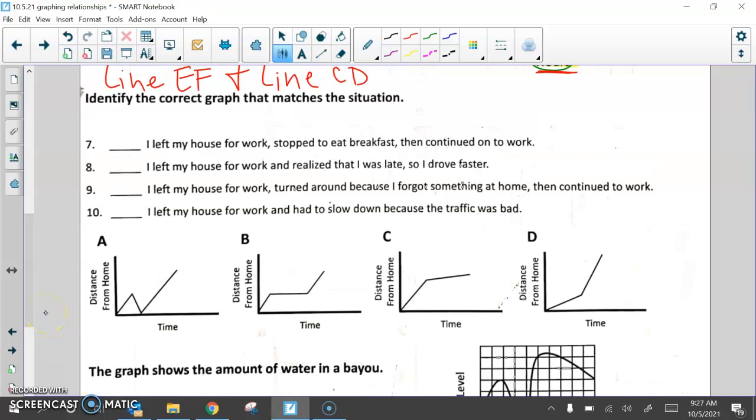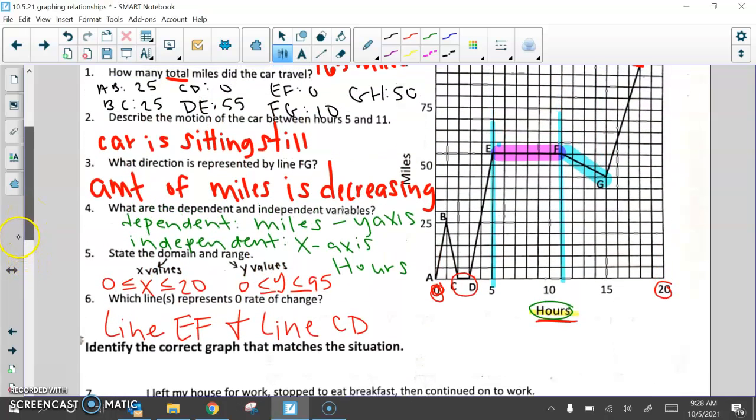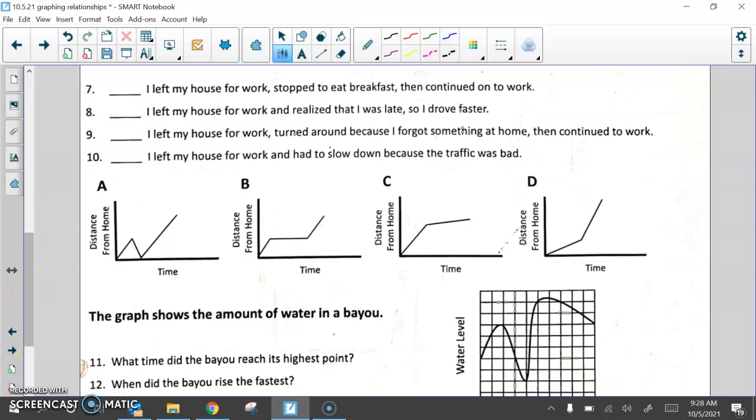Next, it says identify the correct graph that matches the situation. So number 7, I left my house for work, stopped to eat breakfast, then continued on to work. So there's only one graph out of A, B, C, and D that shows stopping. Remember, stopping is a horizontal line, just like up here. CD was 0, they stopped, and EF. So for 7, it has to be B.